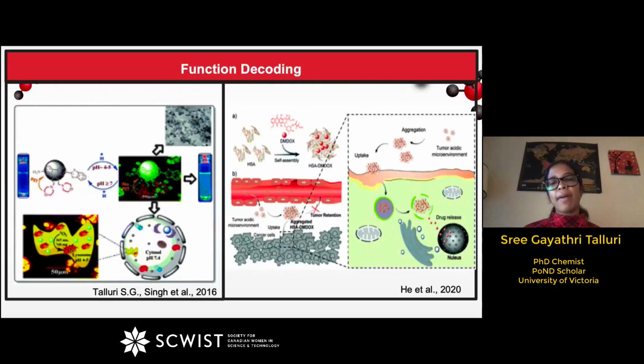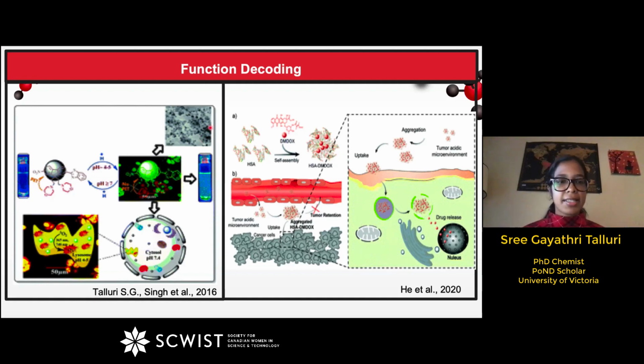In the decoding function part, I discuss here two important goals of a drug delivery system. One, the drug delivery system should reach the target site. Two, it should break and release the drug. That's whole what we expect from the drug delivery system.